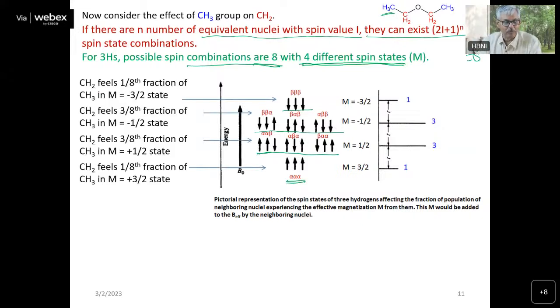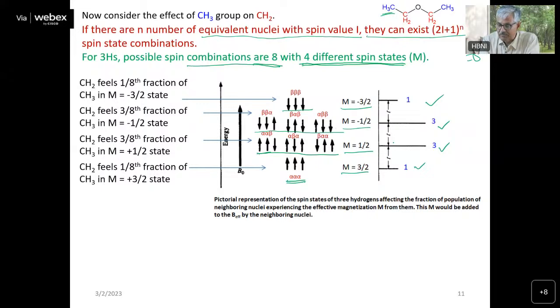Now if you see their probabilities, the CH2 fills 1/8 fraction of CH3, because the total is 8 and only one group is there. So it is filling 1/8 fraction of CH3 in the M equals 3/2 state. Similarly, here it will be 3/8 fraction, these also 3/8 fraction, and these also 1/8 fraction. So that gives you the relative intensity of the peaks.